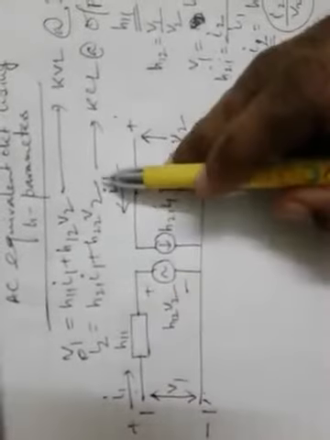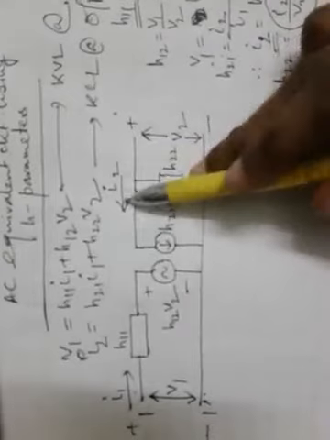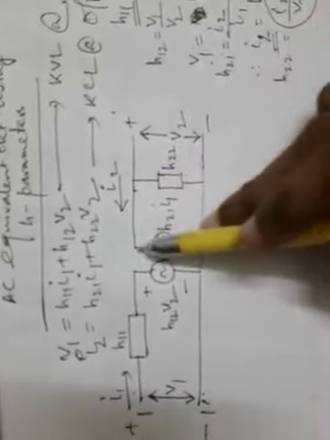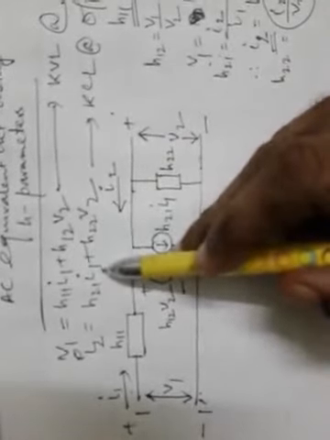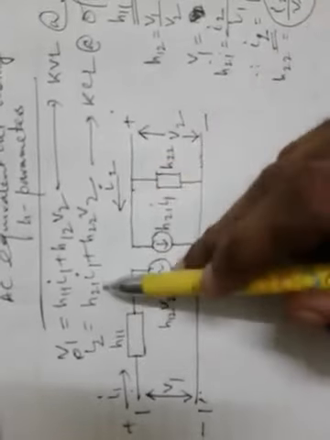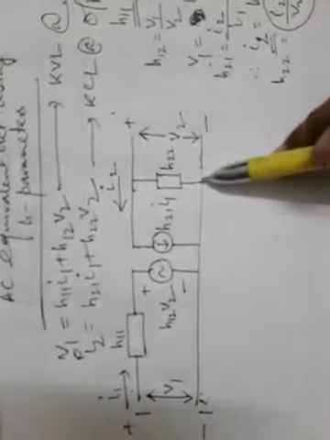Now let us verify this equation by applying KCL at this port, at this output circuit. So how much is this I2? This I2 will be the sum of the currents flowing through this branch and flowing through this branch. So what is the current flowing through this branch? It is H21 I1. So I have written H21 I1, and I2 is H21 I1 plus another part which is flowing through this branch also.